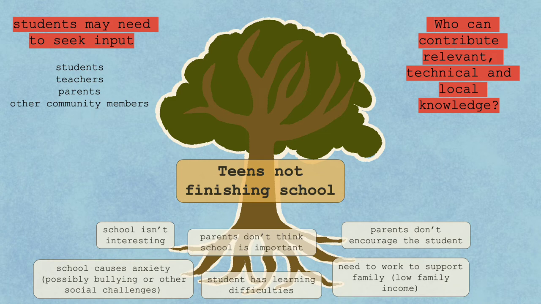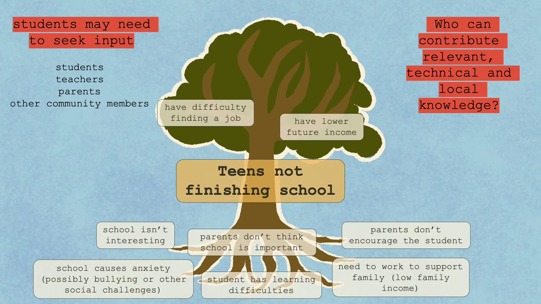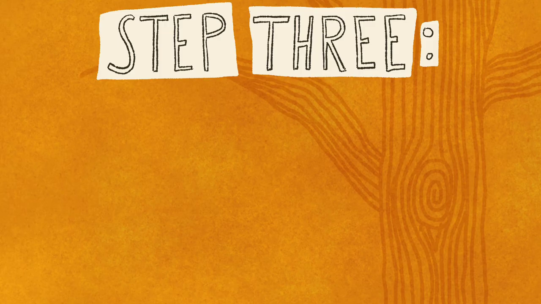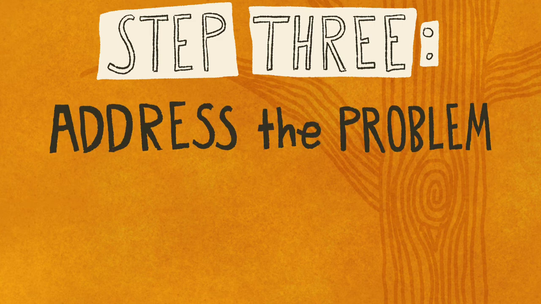In addition to asking community members about the causes of the problem, we also ask about the effects of the problem. In this case, several effects came to light. Teens who don't finish school could have difficulty finding a job, have lower future income, have higher drug or alcohol use, or become involved in crime. Once you've established a problem and clarified likely causes and effects, it's time to begin thinking about what the students can do to address the problem.